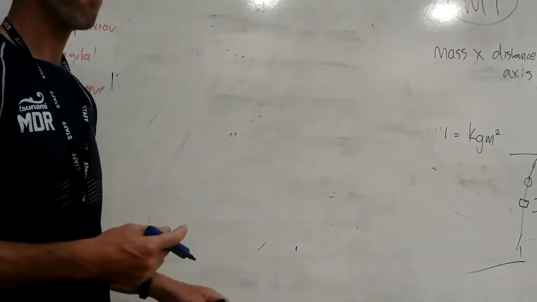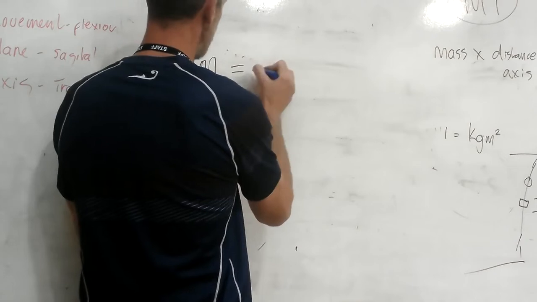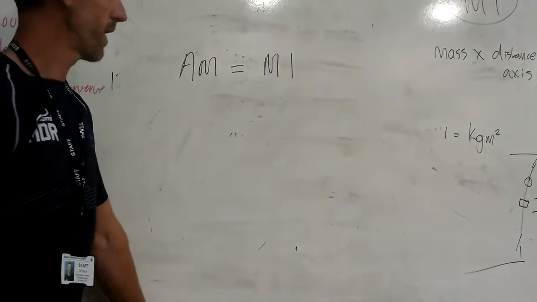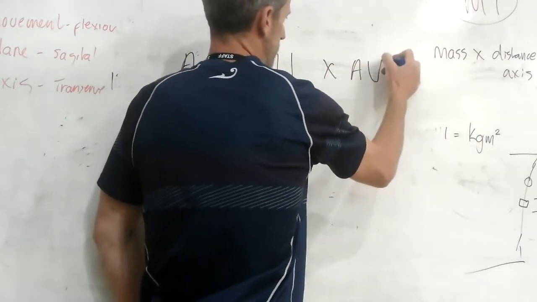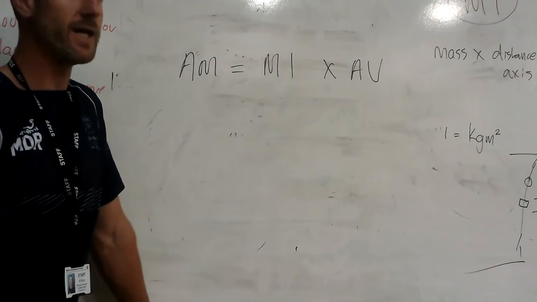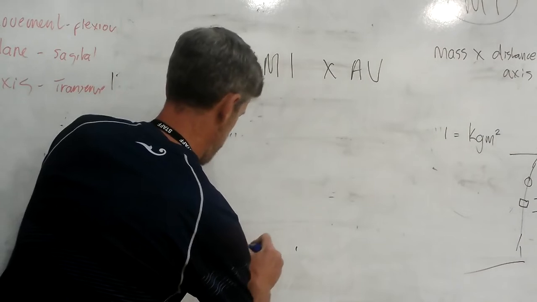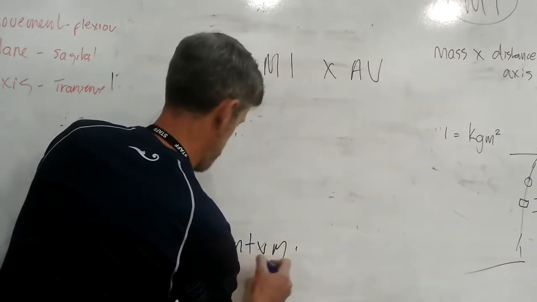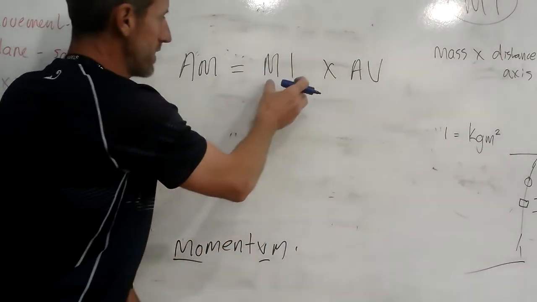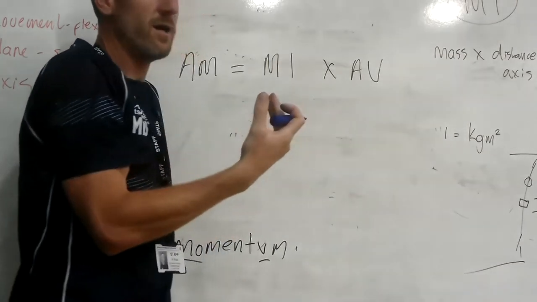So let's break it down. Let's have a look at the calculation. Angular momentum equals moment of inertia multiplied by angular velocity. Normal momentum for linear motion, how do we calculate that? Mass times velocity. That's a V, not a U. Whereas now you're just replacing the mass with the moment of inertia. Because why?